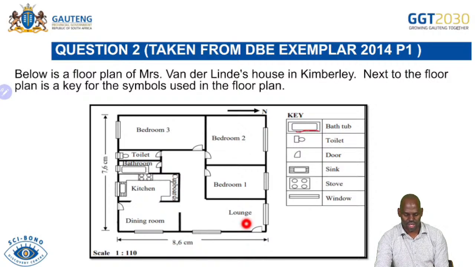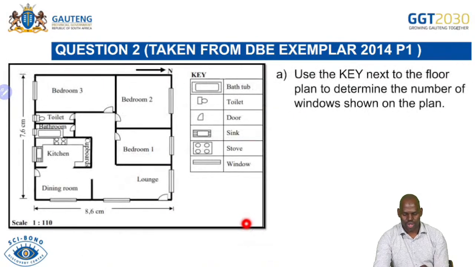So there you've got a key that represents the bathtub. We've got toilet. We've got a symbol for door, a symbol for a sink, a symbol for stove, and a symbol for window. Then there's the floor plan. Then they say: use the key next to the floor plan to determine the number of windows shown on the plan.